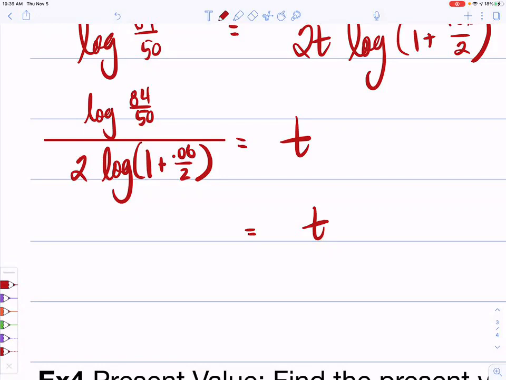You know what you did wrong, Devin? Oh, it could be a problem. Did you guys put parentheses around the entire denominator? No. Because if you don't, you're only dividing by the two. You're not dividing by both the two and the log. 8.7756. You go, girl. 8.7756. Those pesky parentheses.